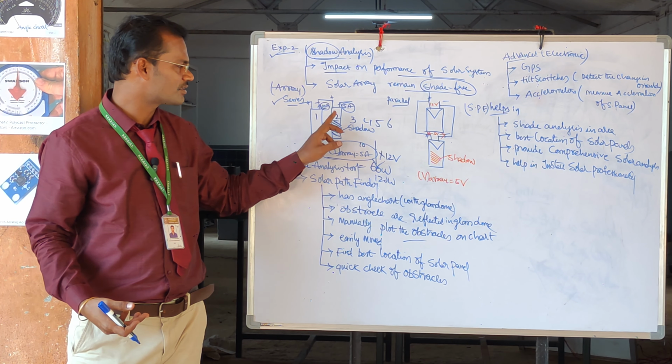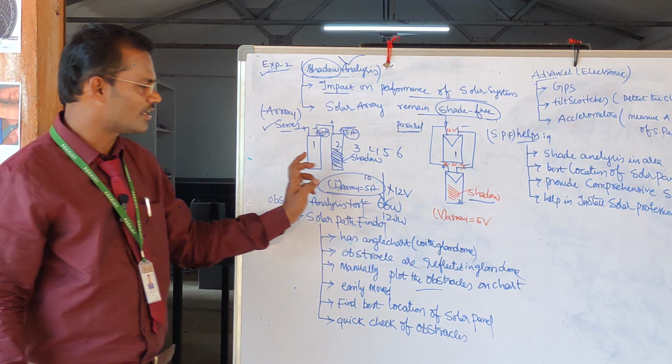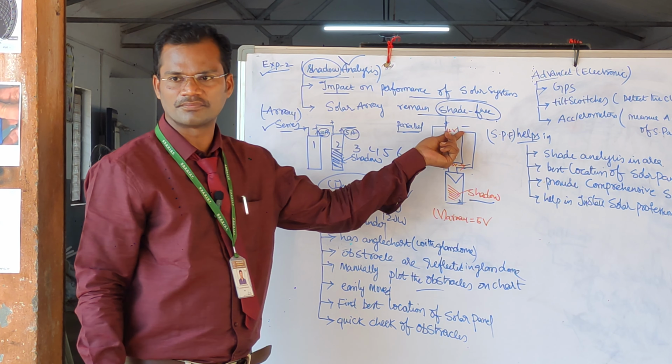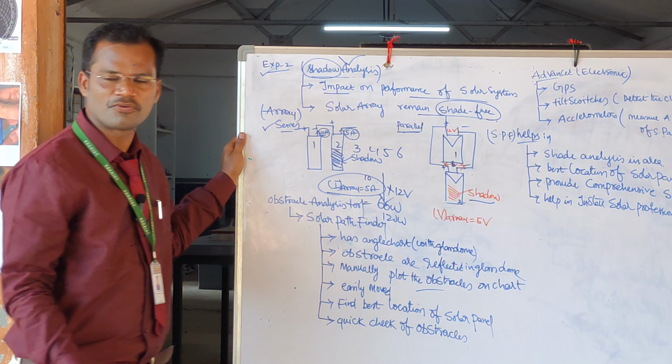This shadow may be due to a tree, or this shadow may be due to a building. So a shadow is falling on which panel? The second panel. It is supposed to generate how much voltage? The healthy panel, which is free from shadow, is generating how much voltage? 12 volts. The one with the shadow is generating only how much voltage? 5 volts, or take it as 6 volts.